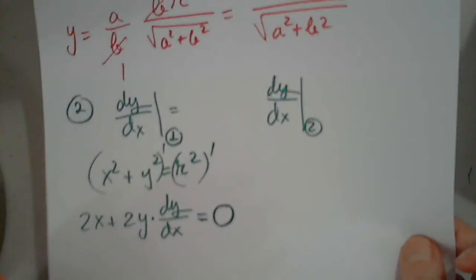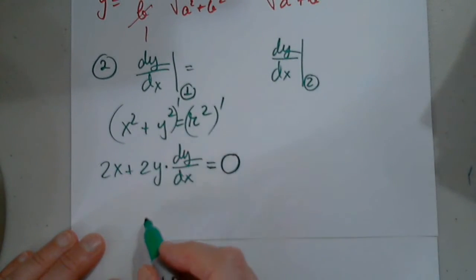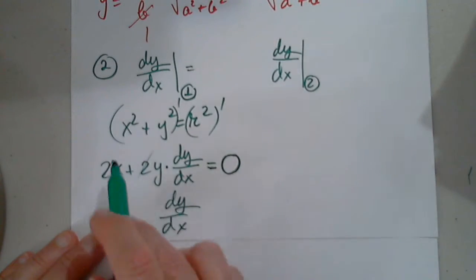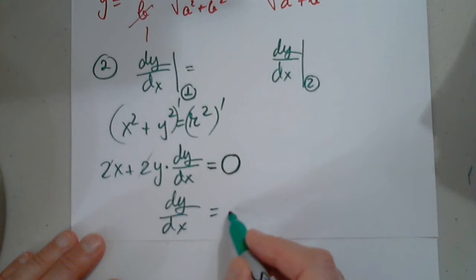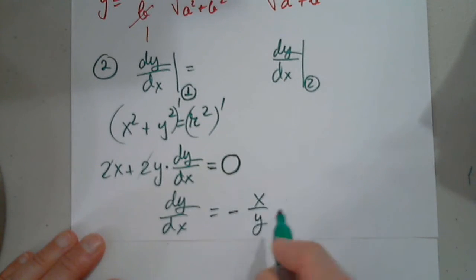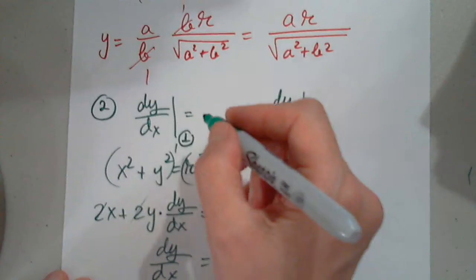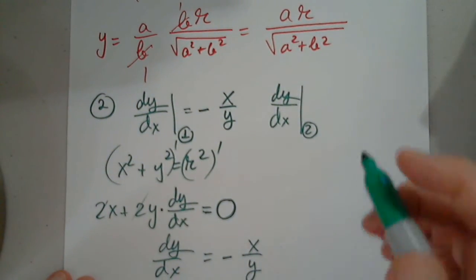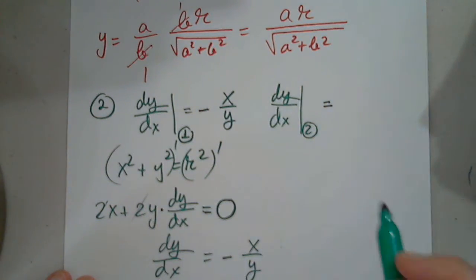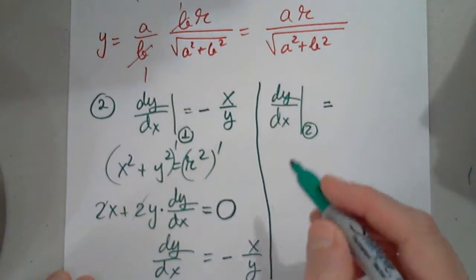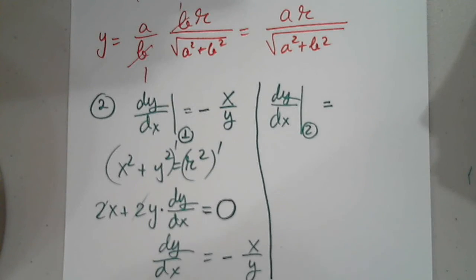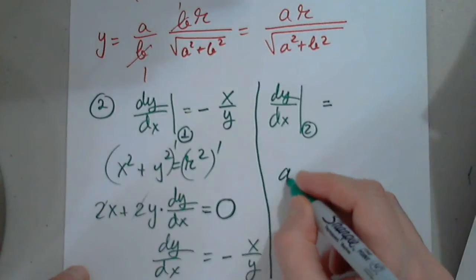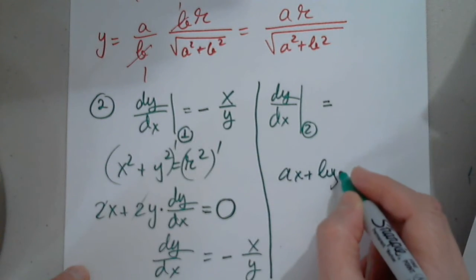Good. So then dy over dx, simplify both sides by 2. Dy over dx, I move x to the other side, negative x, and divide by y. So this is negative x over y. Now I need to determine this. They're separate, completely separate. So we had ax plus by equals 0. Ax plus by equals 0.